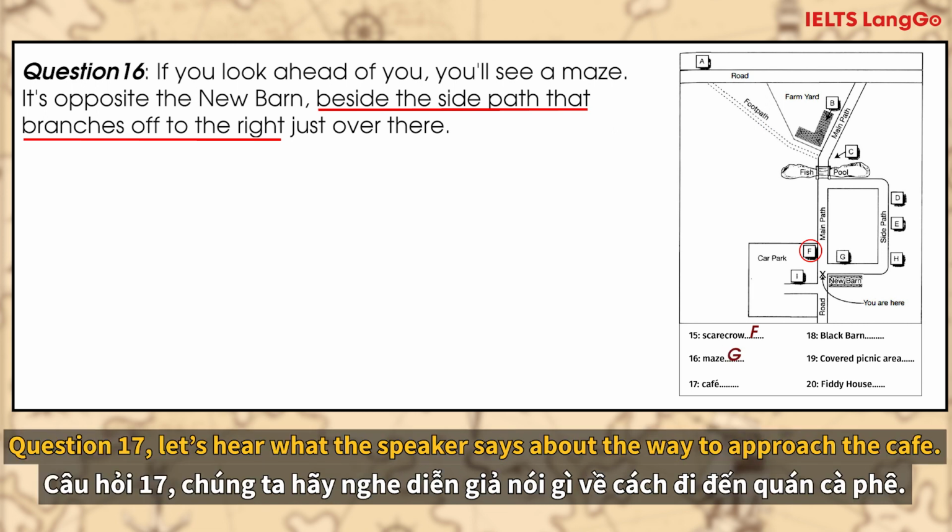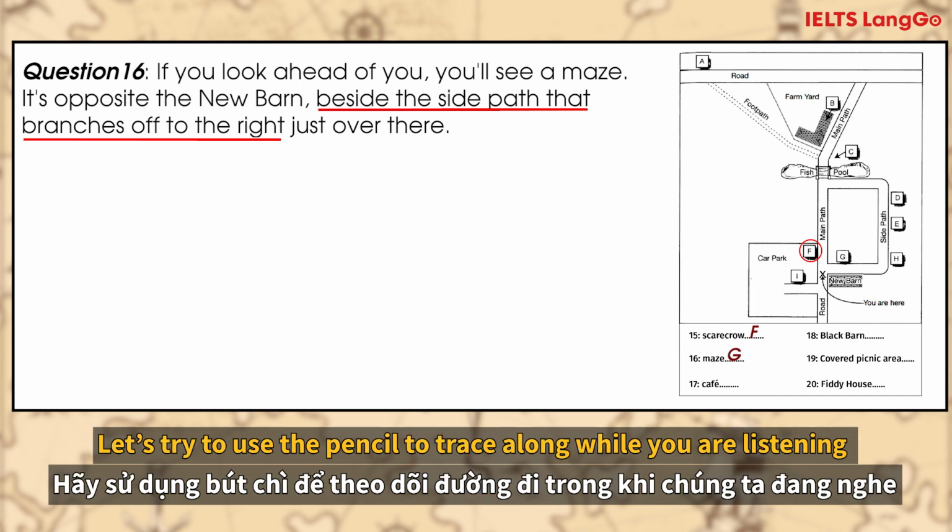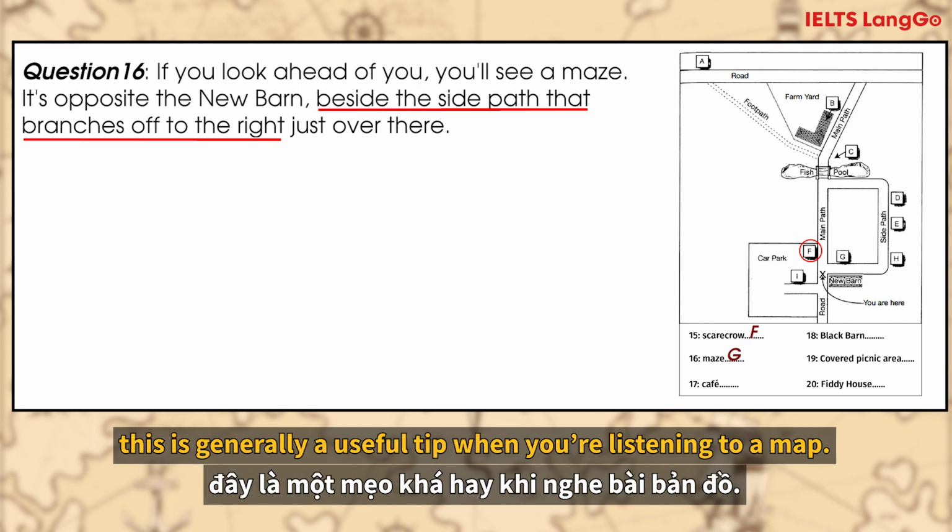Question 17. Let's hear what the speaker says about the way to approach the cafe. Let's try and use a pencil to trace along while we are listening. This is generally a helpful tip when you're listening to maps.